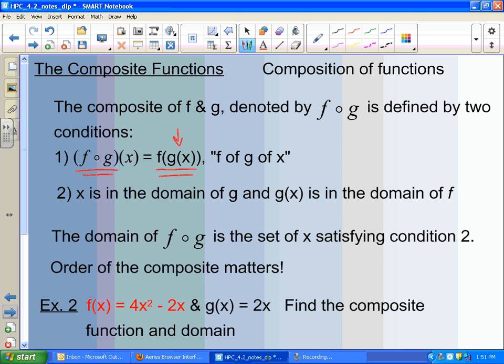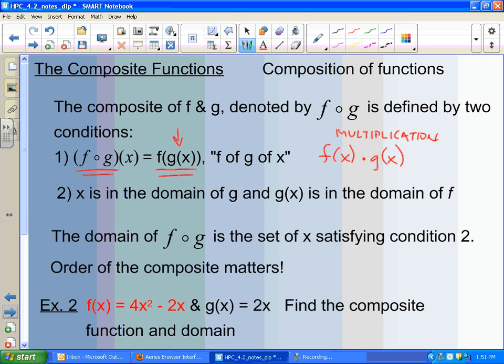If it's a multiplication problem, it's probably going to look like this for multiplication. All right.